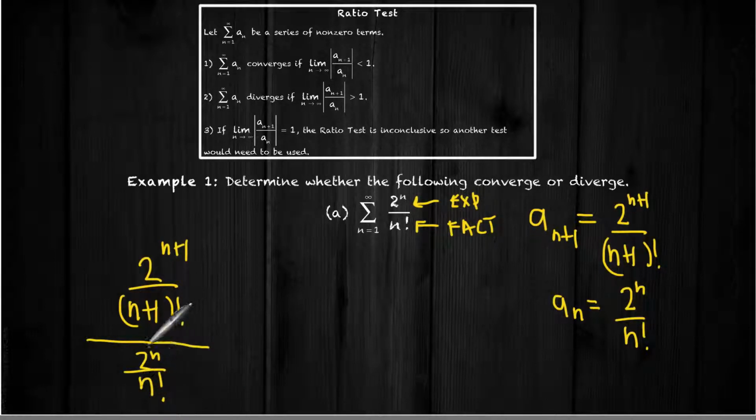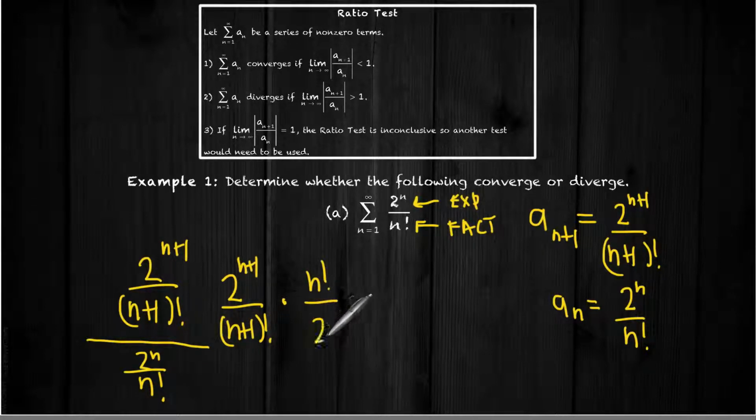Now, this is the only time you'll see me do this, because dividing by a fraction is the same as multiplying by the reciprocal. So from now on, this is how you'll see me write it, times the flip of that. So it'll be n factorial over 2 to the n.